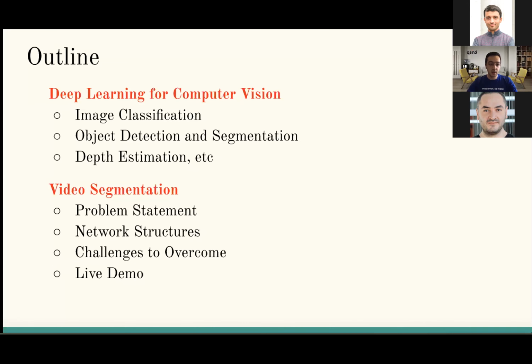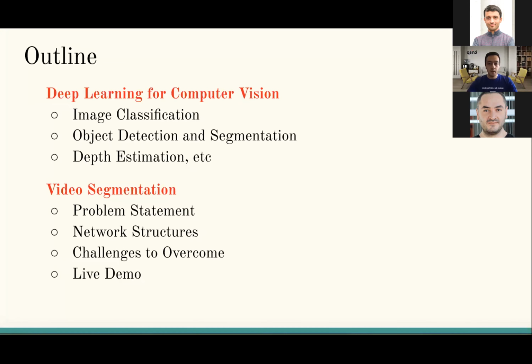This is my rough outline. First, we'll talk a little about deep learning for computer vision, and I will give you some real-life examples and applications. Then we will dive into video segmentation, and we will have a more detailed discussion about this specific topic. And eventually I will give you a live demo. So, deep learning for computer vision.